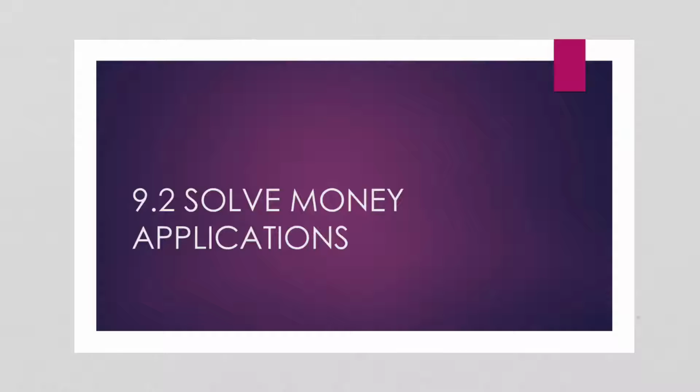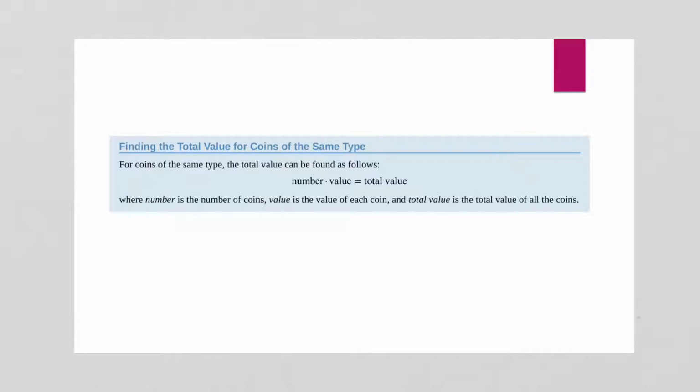Alright, so let's solve some money applications. This is just reminding you that in order to find the value of coins, you take the number that you have times the value, and that gives you the total value. So let's say that I have 4 quarters. I would take 4 times 0.25, which gives me $1. So that's how you find the total value of something.